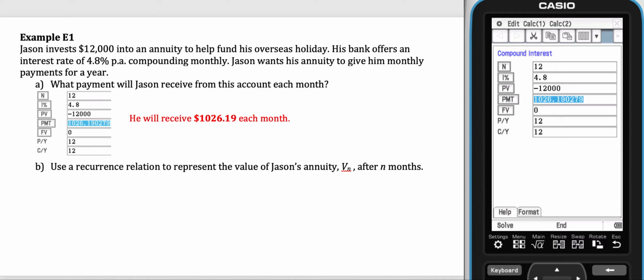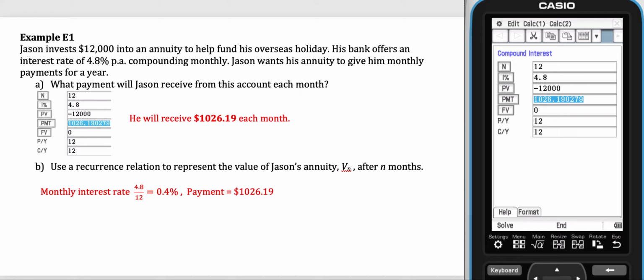So for part A, he's going to receive $1,026.19 each month. Part B then says use a recurrence relation to represent the value of his annuity. And we can do that now because we know the payment that's coming out each month. Okay, so that value will be in our recurrence relation.